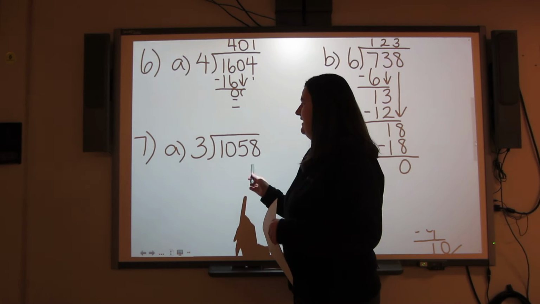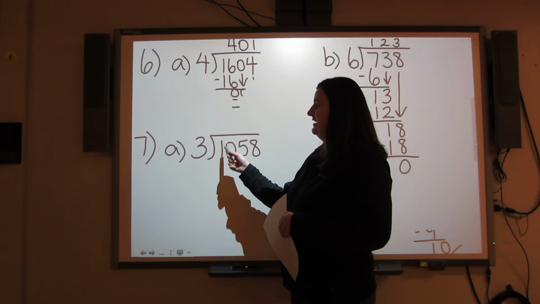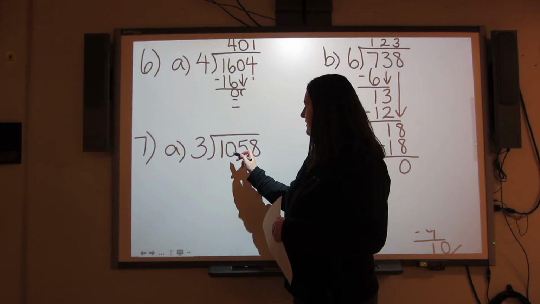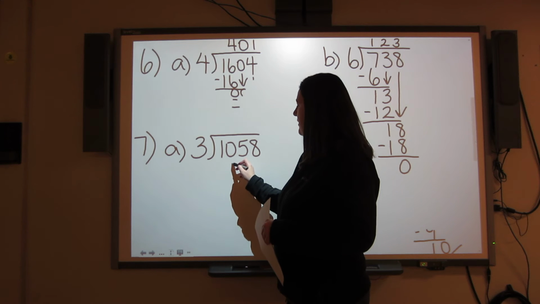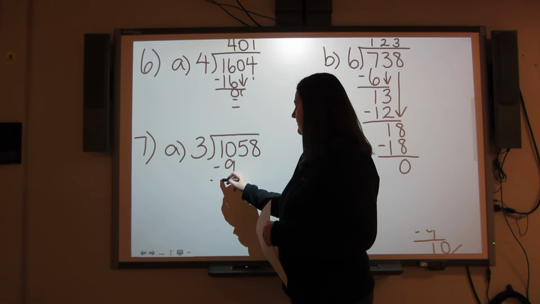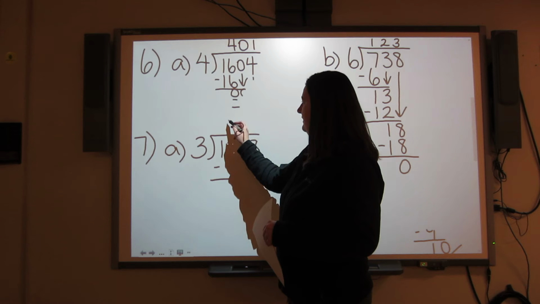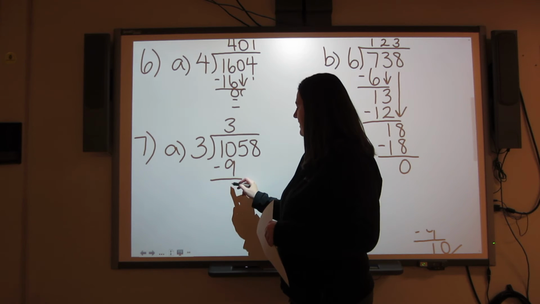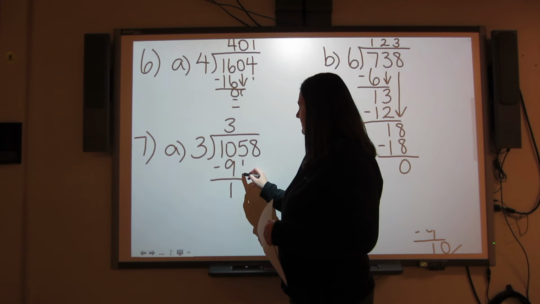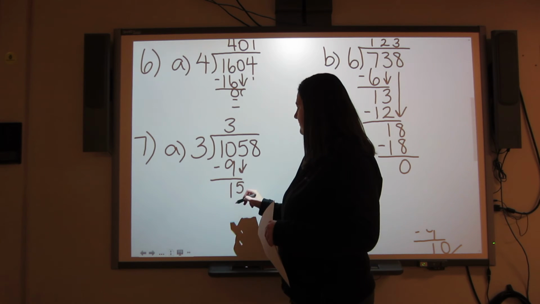3 goes into 10. You start with 10 because 3 can't go into 1. 3 goes into 10, you look down your 3's. The closest thing to 10 without going over is 9. 3 into 9, look to the side, 3 times. 10 minus 9 is 1, drop your 5.